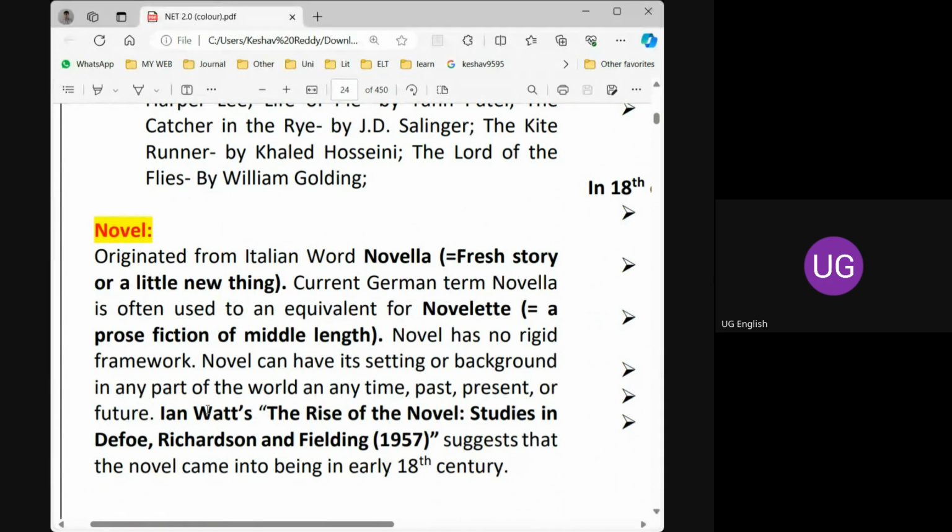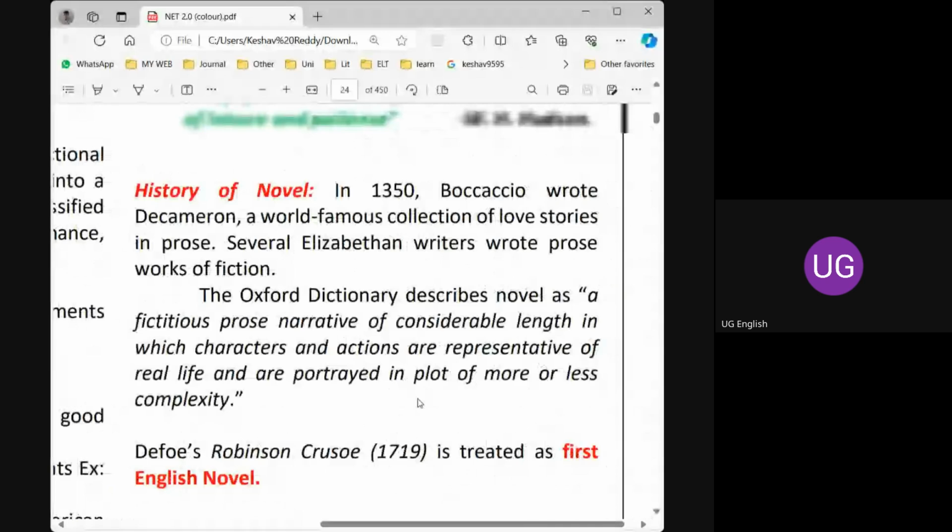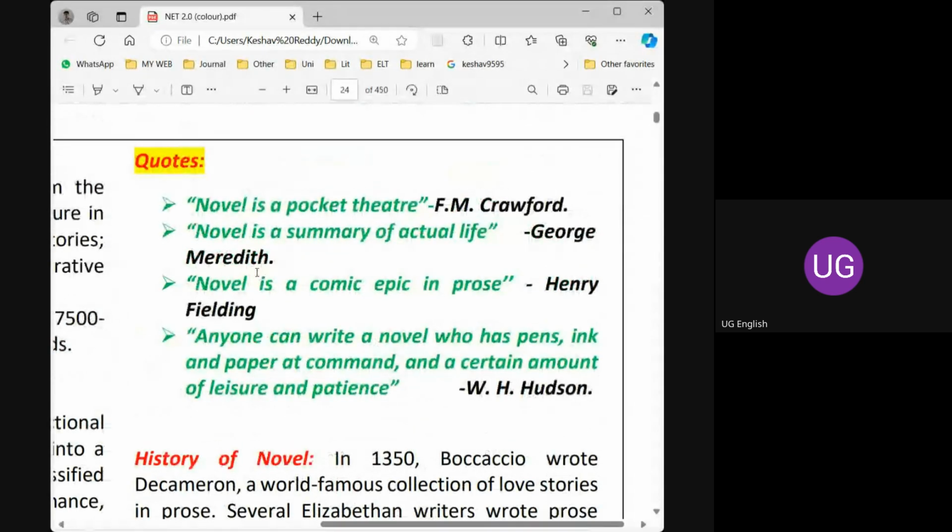Please remember this important work along with the subtitle, that is Ian Watt's The Rise of the Novel, Studies in Defoe, Richardson, and Fielding. The subtitle is also very important. And we have also gone through two important definitions: the novel is a pocket theater, and the novel is a comic epic in prose. Please try to remember these definitions.